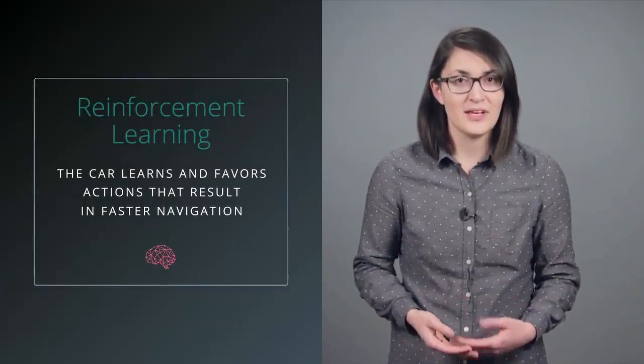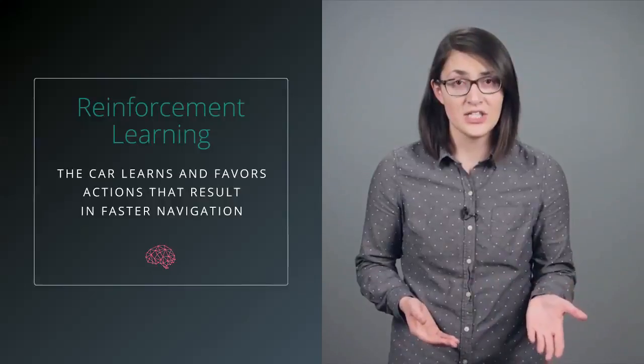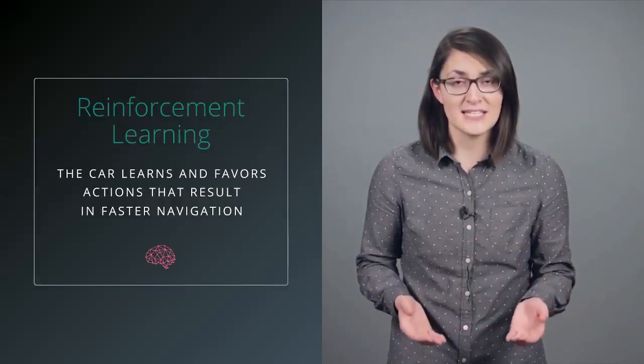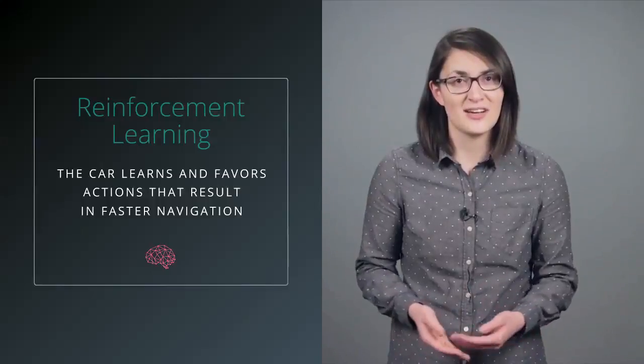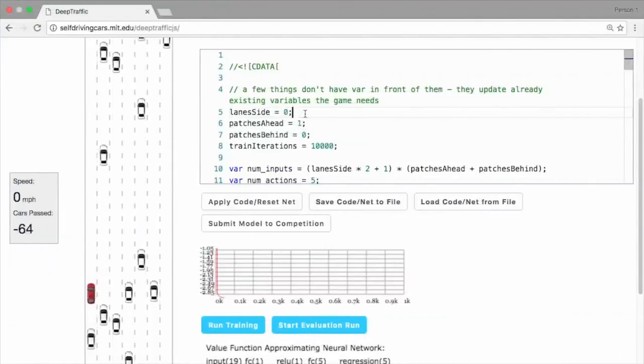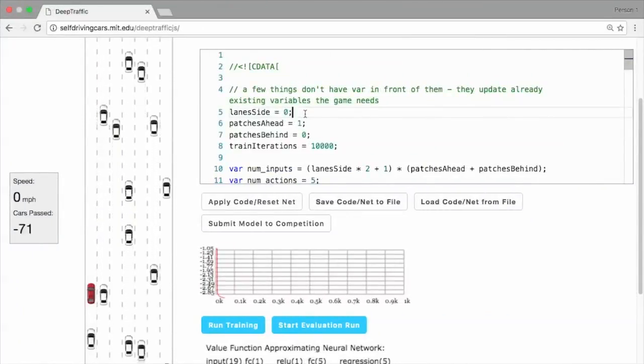This is a type of deep learning called reinforcement learning. The car starts out without any knowledge, but learns how to act by favoring or rewarding actions and states that result in faster navigation. This reinforces the best behavior. So, given only well-defined input and a goal to drive the fastest, the car can learn for itself how to navigate traffic. It'll be your job to tune the input to the neural network.